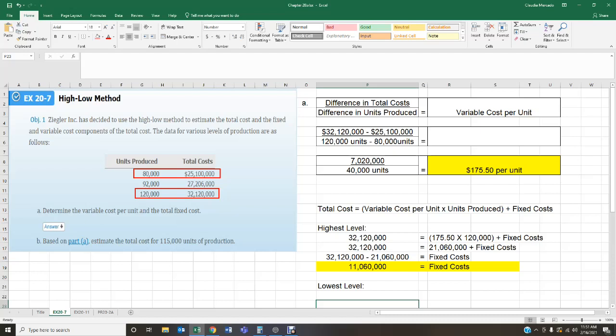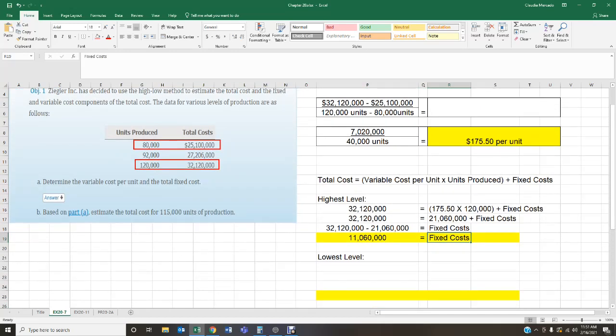The third step is I moved over my 21,060,000 from the right to the left-hand side to isolate my fixed cost, or solve for my fixed cost, and that gave me $11,060,000. Okay, so that is my fixed cost. I'm going to repeat the same thing, but now for the lowest level. That way we can see if we did it right. Fixed costs should not change at whatever level. Those are fixed. They're going to remain the same regardless of the actual production or activity levels.